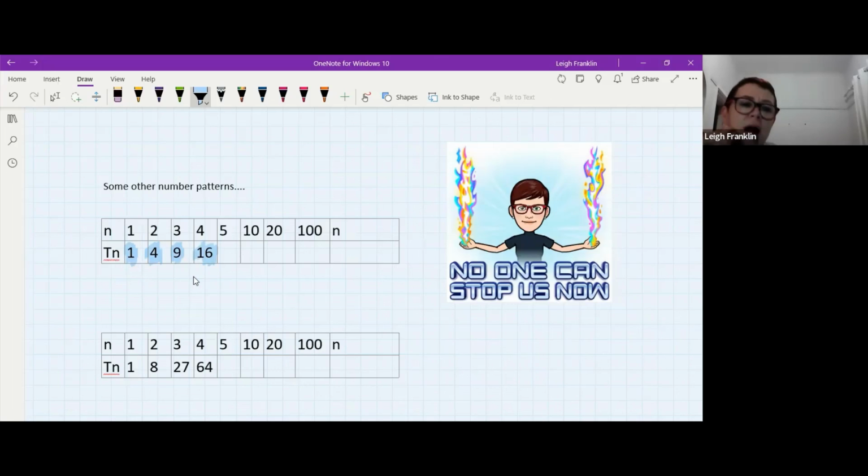Can anybody tell me what the rule is in terms of n? What do you think the rule is? I see some hands have gone up. Okay, Ndanako, what do you think the rule is? For the first one, it's 1, and then 4, you add 3. Then from 4, well, they're basically perfect square numbers. There we go. So what's going to be the rule in terms of n, Ndanako? The rule is going to be?